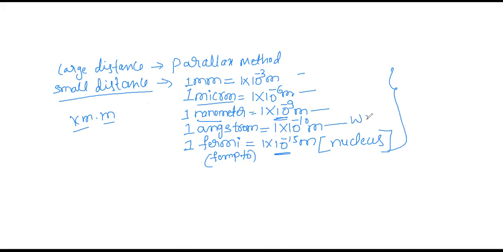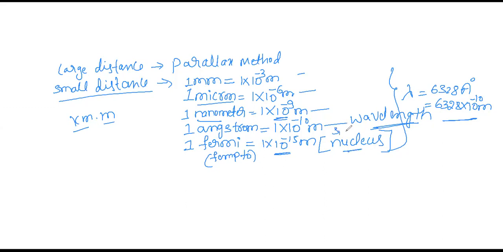Angstrom is used when we talk about wavelength. We use the angstrom in the case of wavelength. Wavelength, that is lambda, is equal to 6328 angstrom. The wavelength of the wave is 6328 angstrom, which means 6328 into 10 to the power of minus 10 meter. This is the wavelength of that particular wave. We use the angstrom in matters of waves. Then Fermi is related to the size of the nucleus, that is 10 to the power of minus 15 meter. These are the units used to measure very small distances.